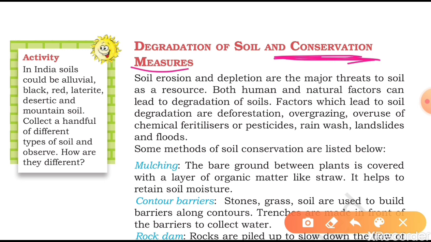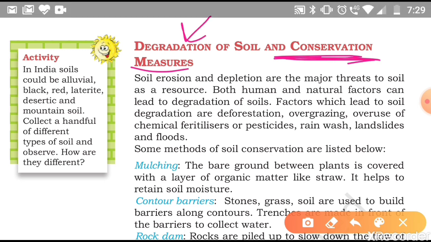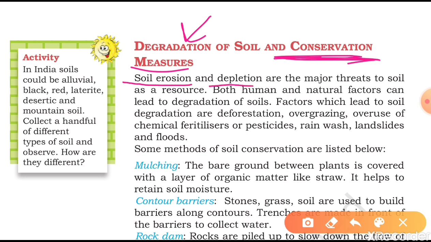Why should soil be conserved? Soil should be conserved because it is degraded. So how is it degraded? In the form of soil erosion and depletion. So these are the major threats to the soil as a resource.